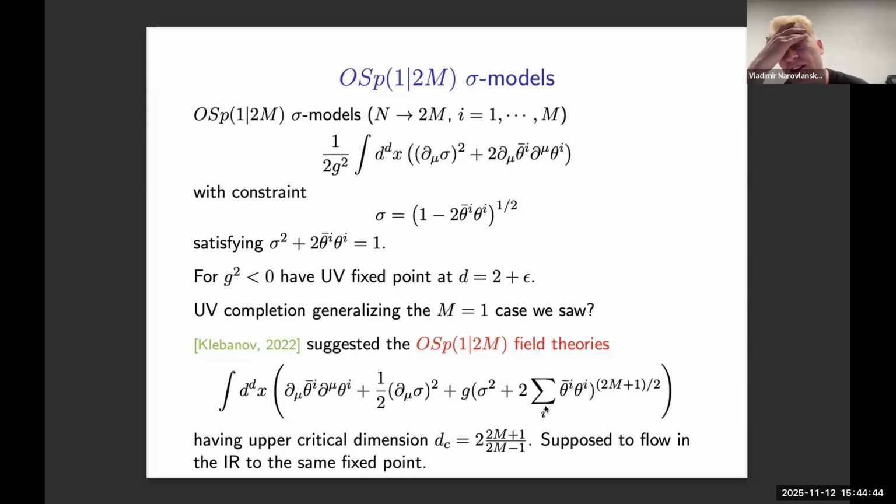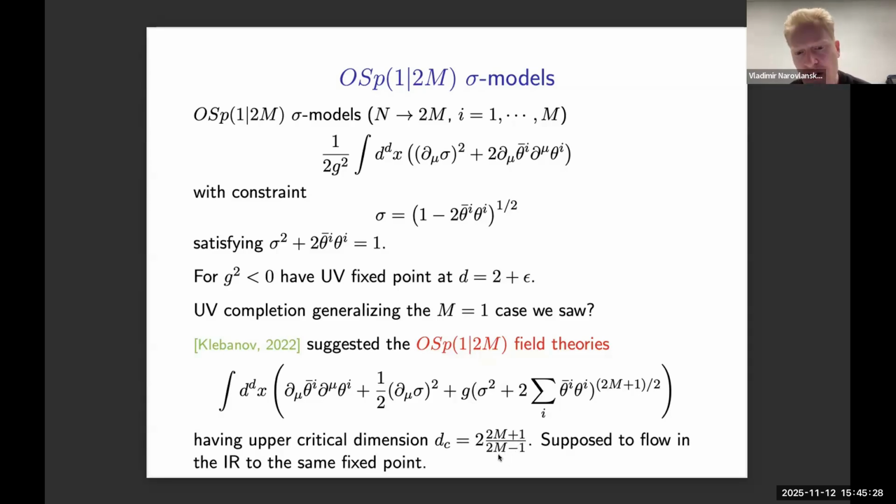Now, the evidence that was given in this paper is similar to what we mentioned in the m equal to 1 case. Specifically for m equal to 2 and 3, it checked that if you do the epsilon expansion below the upper critical dimension, you will get fixed points where the coefficients of the different terms conspire such that you get OSP 1-2m invariance. So it's not just some general interaction, but it's invariant under this. Okay, and the upper critical dimension is given by this formula. For m equal to 1, this is just 6, as we saw before. It's the cubic theory. And for higher m's, it's smaller. For m equal to 2, it's 10 over 3, and for higher and higher m's, it's smaller.